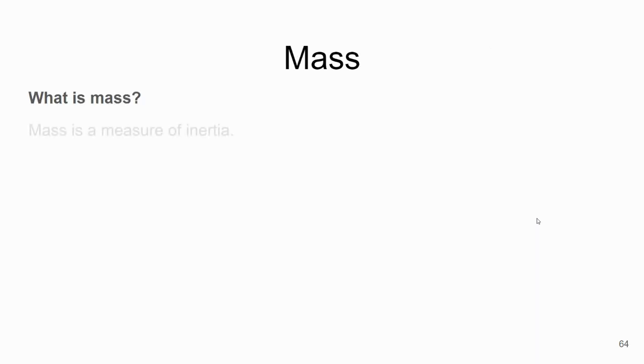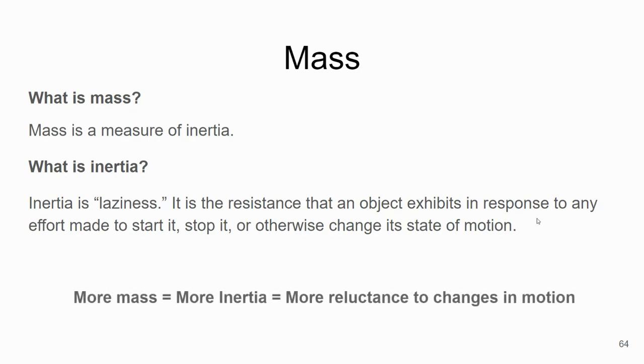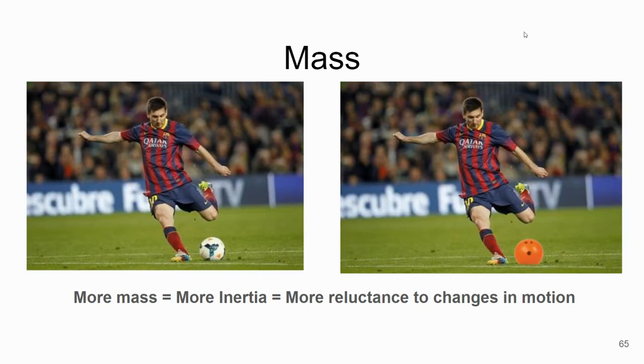So what is mass? Mass is a measure of inertia. So what is inertia? Inertia is laziness. Inertia is the resistance that an object exhibits in response to any effort made to start it, stop it, or otherwise change its state of motion. The object will tend to keep doing what it was doing, and the measure of how strongly it tends to keep doing that is its inertia, and the measure of inertia is mass. In general, more mass equals more inertia equals more reluctance to changes in motion, which is demonstrated by this slide here.